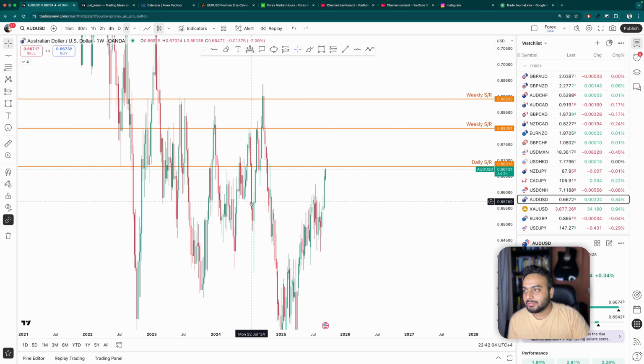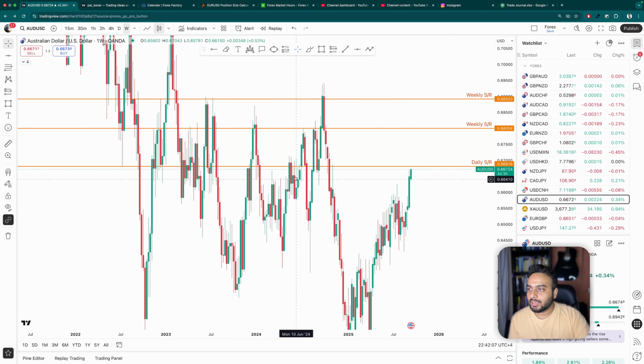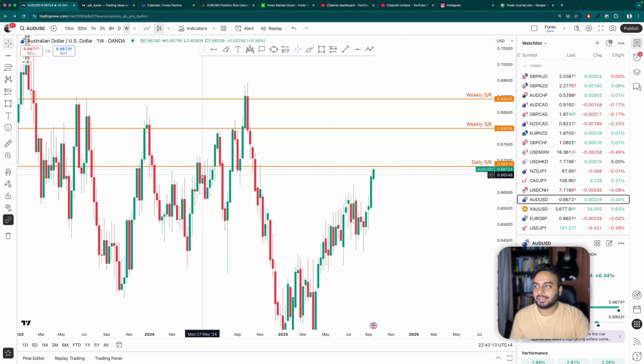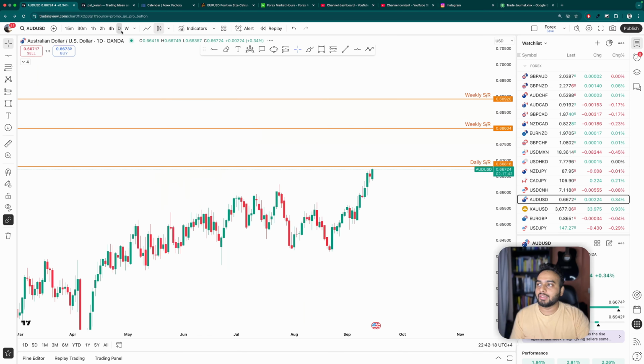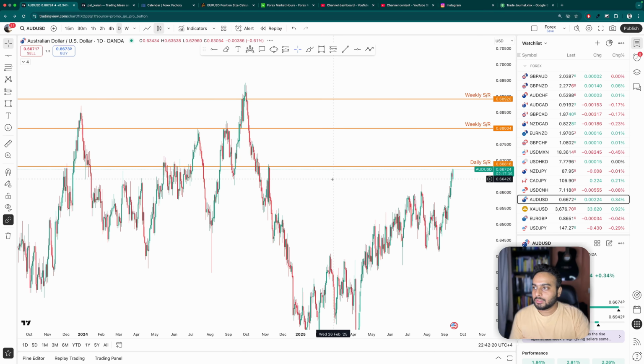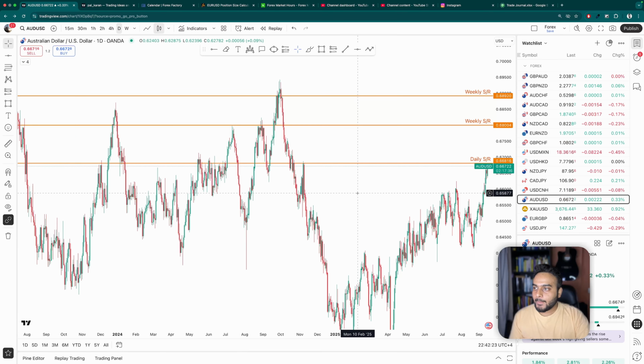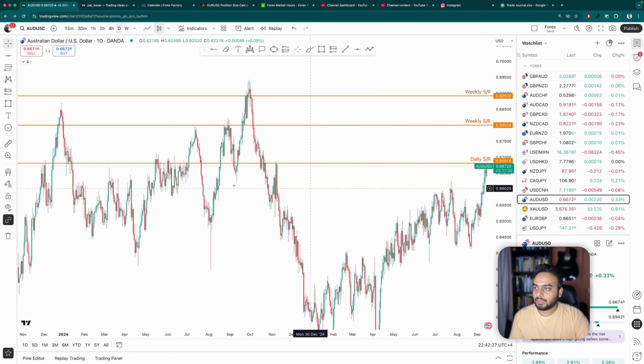So on weekly, we see straight one candle going up, one candle going down, one candle going up, one candle going down. All these candles have reacted the same way. So we don't have anything on weekly to create a zone. But on daily, we have something like this, right? We see the wicks right here, and then we have this as well.